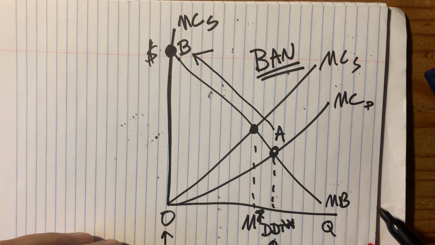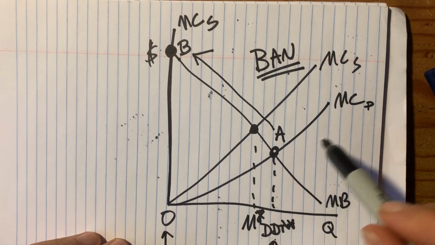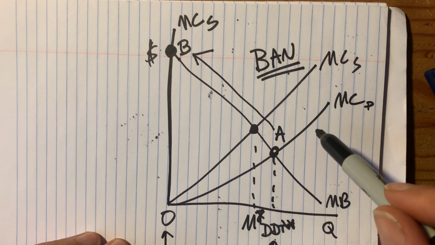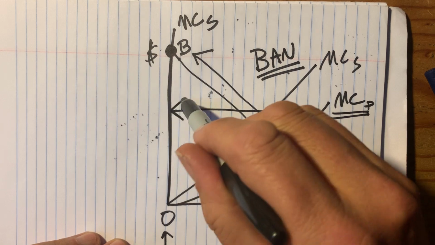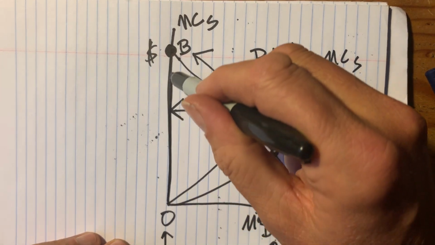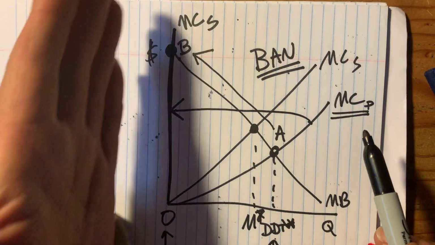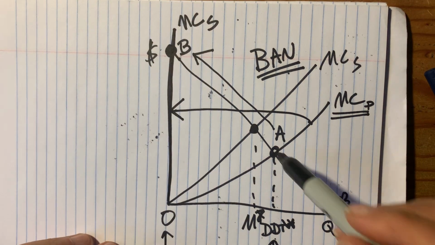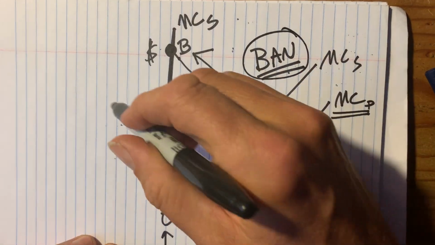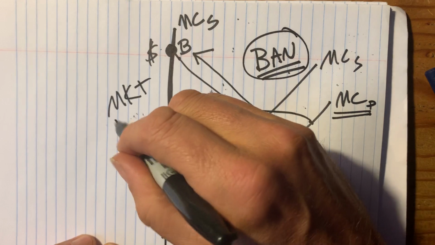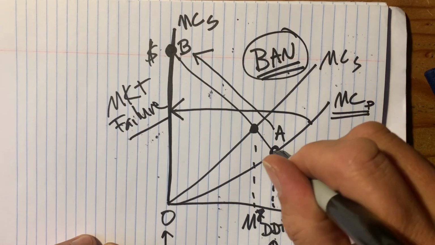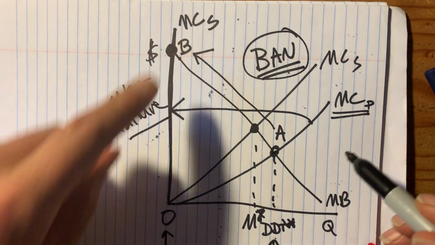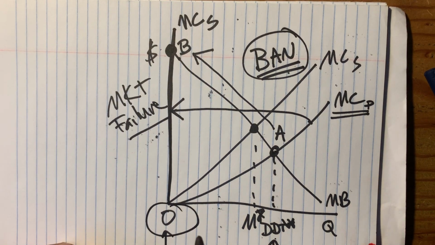Or in some cases, if we think that the costs to society are so big, we see the marginal cost curve as essentially being this straight vertical line. We put a complete ban on it. So this would be a market failure in that A is way too much. What we really want is 0.